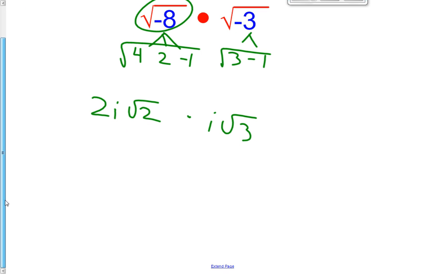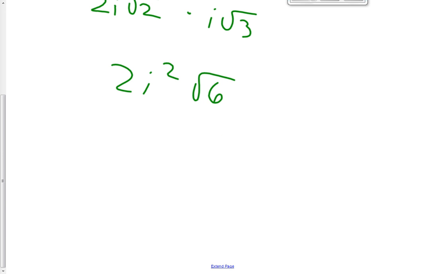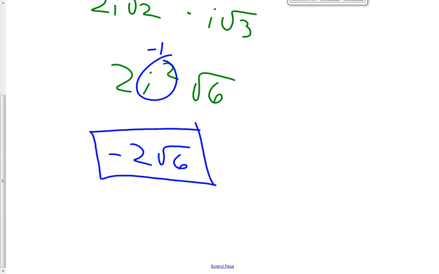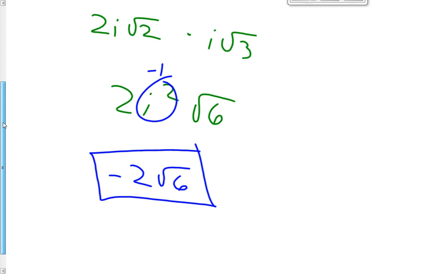Now we multiply. 2i times i is 2i squared. Square root 2 times square root 3 is square root 6. Finishing this one off, this right here is the same thing as a negative 1. So 2 times a negative 1 is a negative 2 times the square root of 6. Negative 2 square root 6 is our answer for problem number 8.